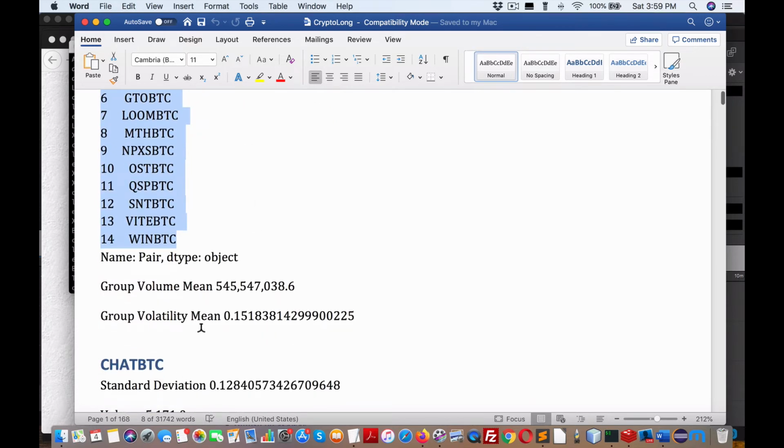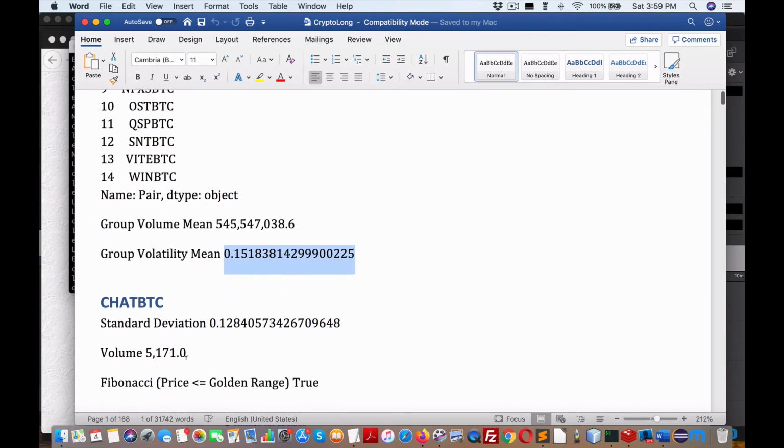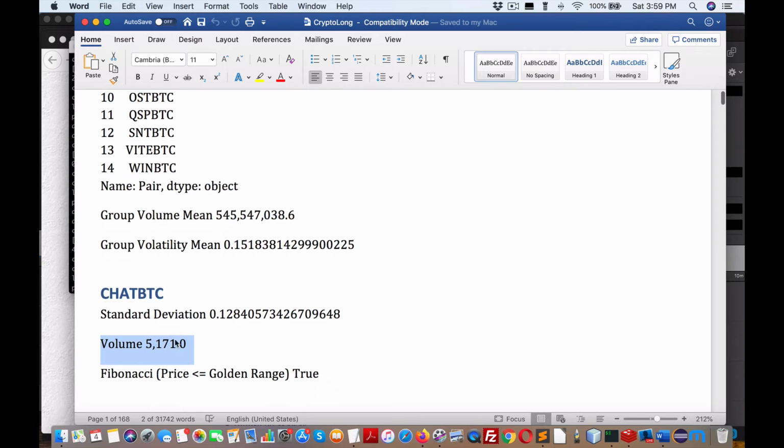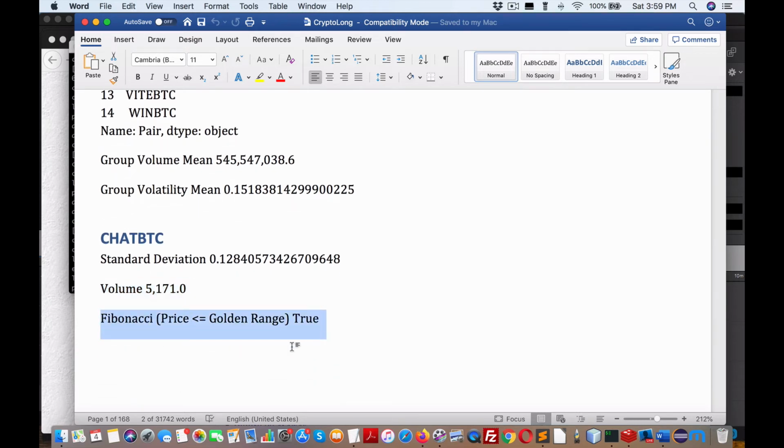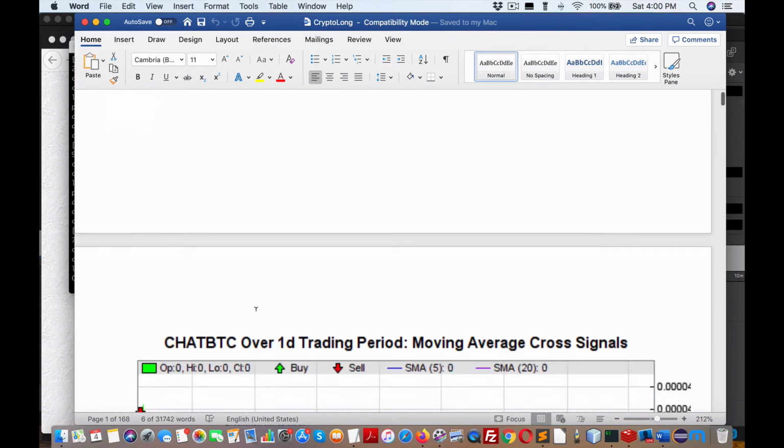We also do the same thing based upon volatility. That's a pretty low volatility. So in this case for Chat BTC, you can see that it's less volatile compared to the group. But the volume, it's kind of light. So even though you may want to put a trade on here, how will your fills do? Well, if you have problems filling it, it's because there's no volume there. And again, this is another important metric: if you were to take on a position, is it within that golden range using the Fibonacci levels I hinted at?